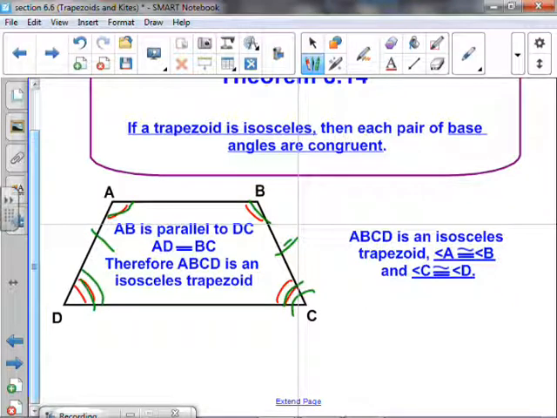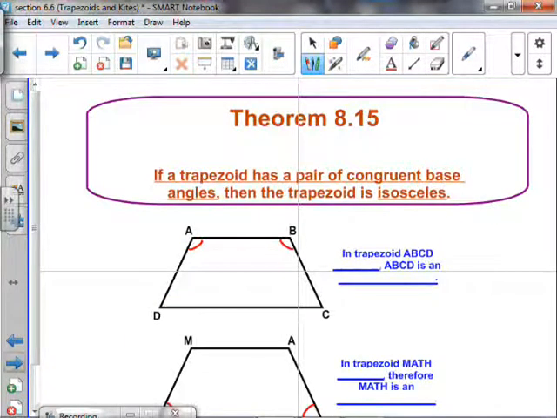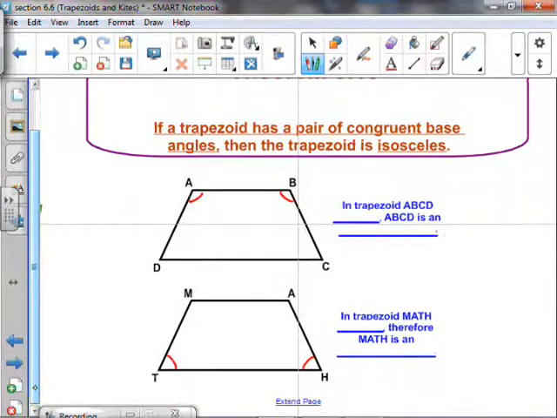Okay? And I haven't even covered up the example here. So if you have an isosceles trapezoid, then angle A is congruent to angle B, and angle C is congruent to angle D. Okay? Pretty straightforward. Also, we have theorem 8.15, which says that if a trapezoid has a pair of congruent base angles, then it is isosceles. Okay? And I have drawn two pictures for you to think about, because either of these gives you enough information to say that the trapezoid is isosceles.